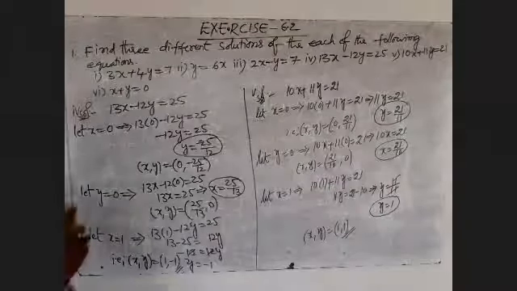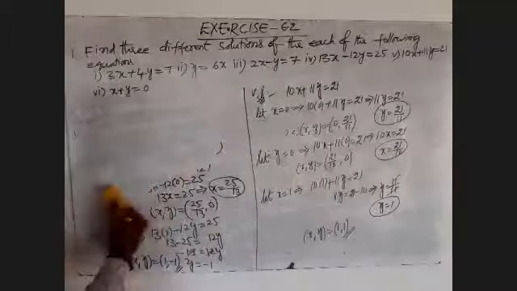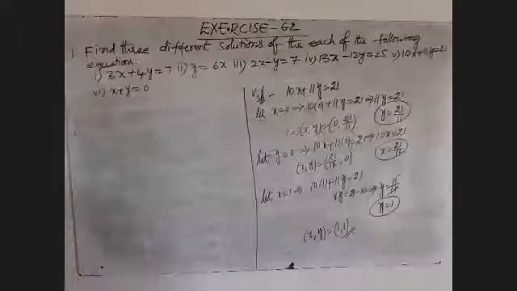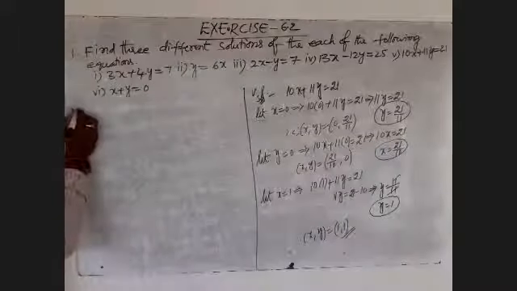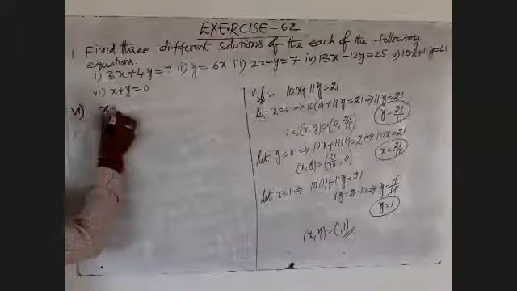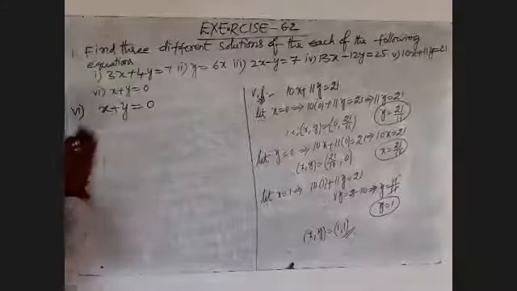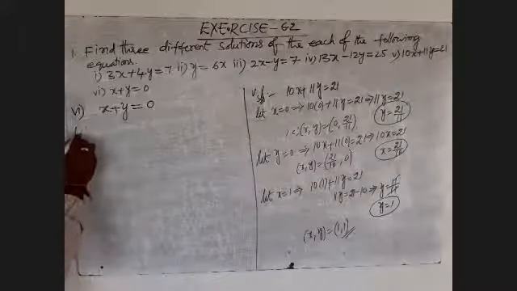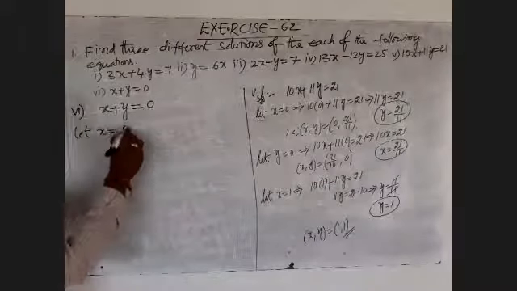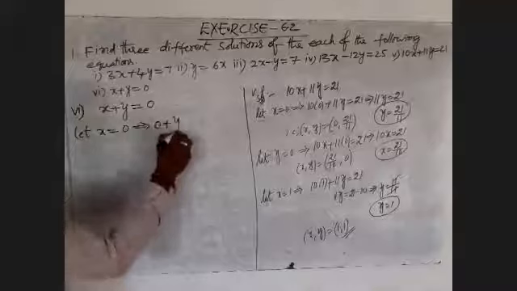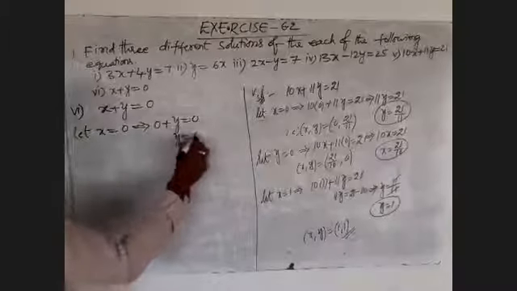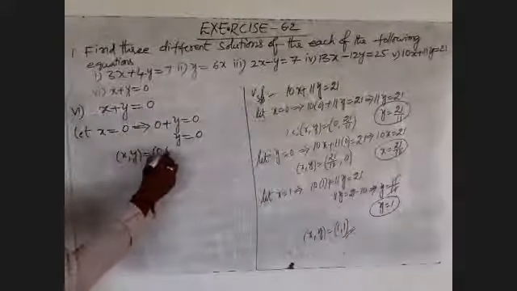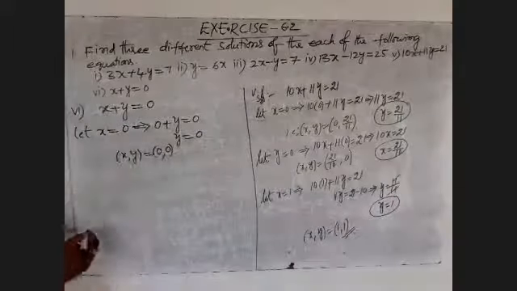Now I am going to the last problem in this section. The sixth one is x plus y is equal to 0. This is the given equation. First, let x be equal to 0. Then we write 0 plus y is equal to 0, so y is also 0. The point (x, y) is (0, 0).